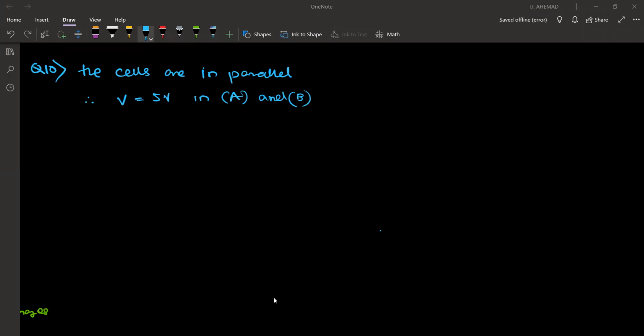You have 3 batteries in A and 1 battery in B. Who has more power? Who can deliver more power for a longer time, A or B? It is obvious that A must be able to deliver more power for a long period of time because we have 3 batteries. But in case of B, we only have a single battery. So the answer has to be 4. Is it clear? Are you clear with that?